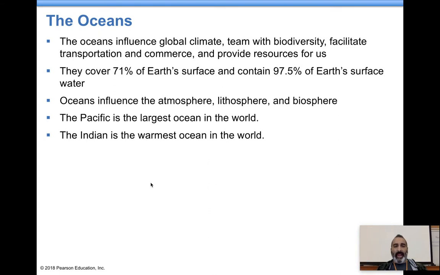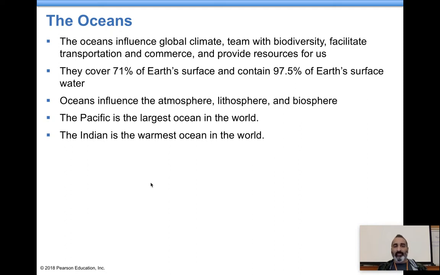The largest ocean on our planet is the Pacific. They say you can take all the land on the earth and it'll all fit in the Pacific. The Pacific also has the deepest point, all right? The Indian is the warmest. Why is it the warmest? Because it is equatorial, so the water is generally a little warmer there.